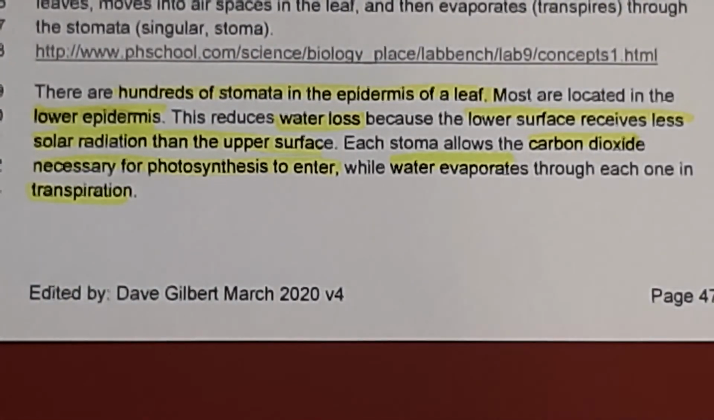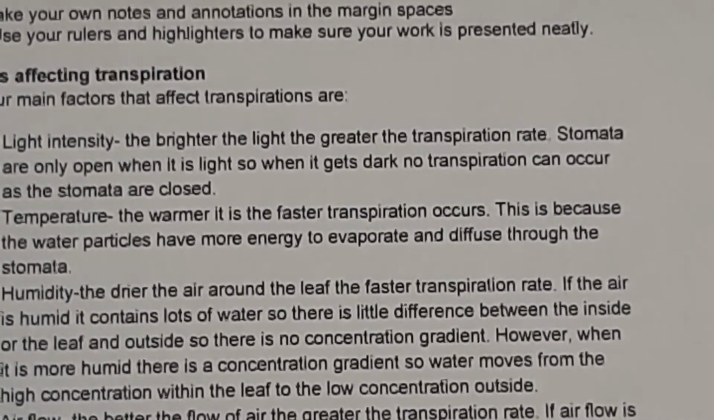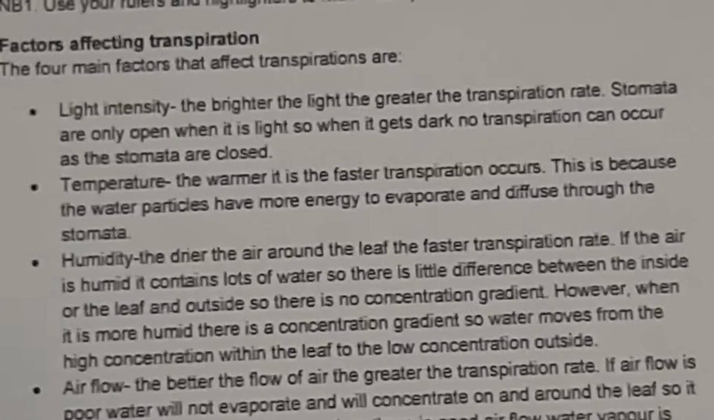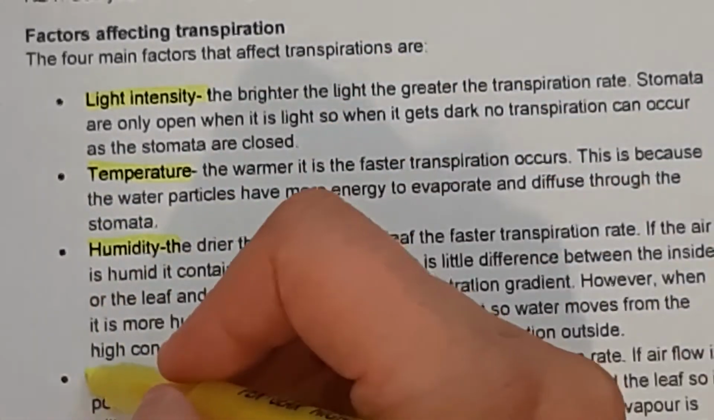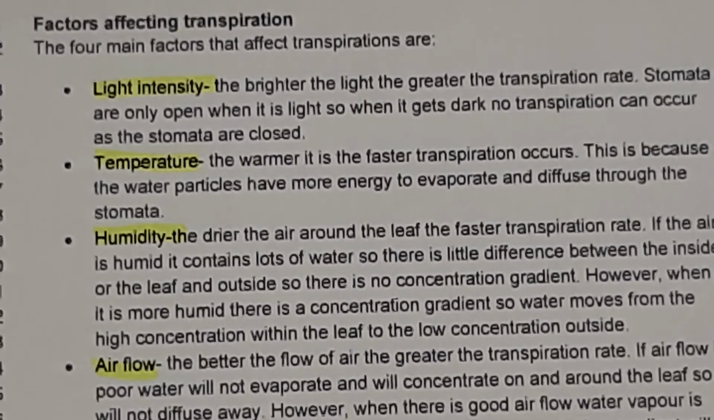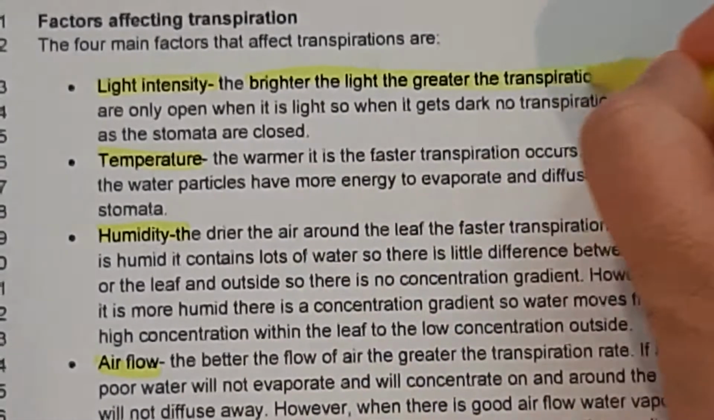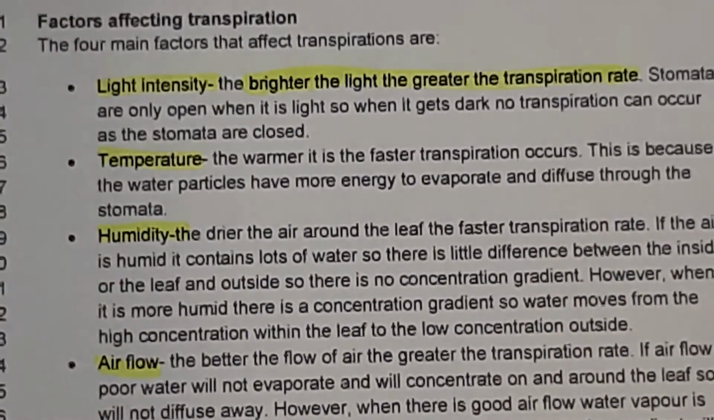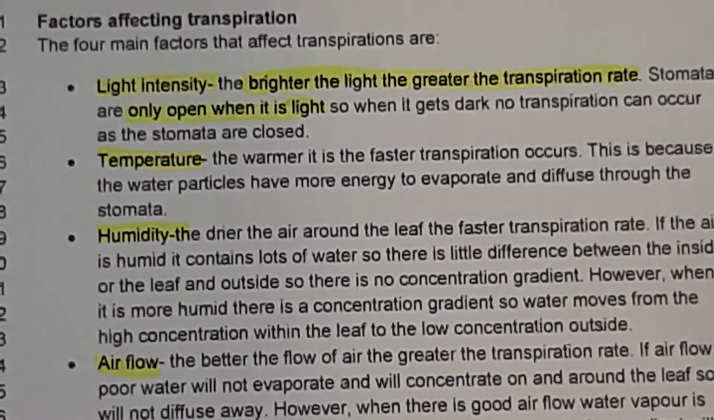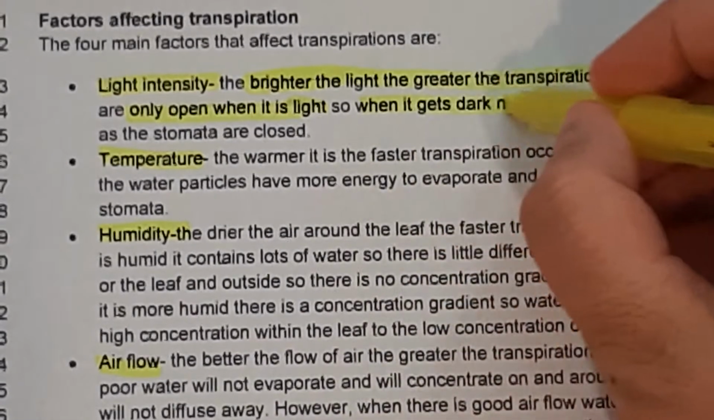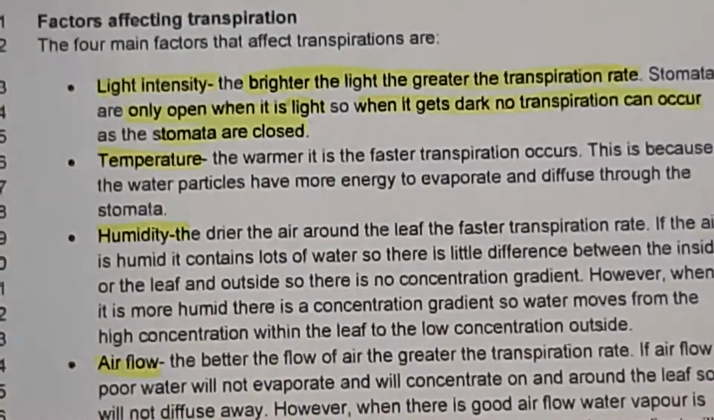So there are 4 factors affecting transpiration. And these 4 main factors are light intensity, to start with, temperature, humidity, and airflow. Now, for light intensity, essentially the brighter the light, the greater the transpiration rate. So stomata are only open when it's light, so they're only open in the daytime. When it gets dark, no transpiration can occur, as the stomata are closed.